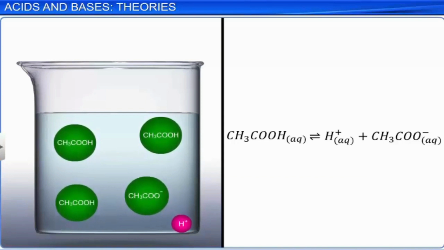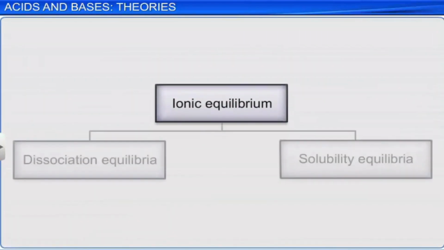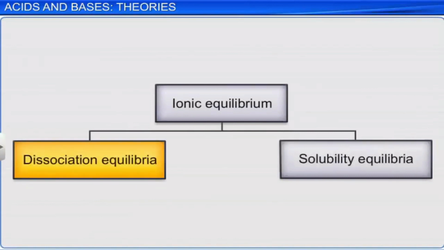Ionic equilibrium can be conveniently studied under two headings: Dissociation Equilibria, Solubility Equilibria. Dissociation Equilibria. The equilibrium between a dissolved undissociated molecule and its ions is known as dissociation equilibria. In general, dissociation equilibria involve either acids or bases.